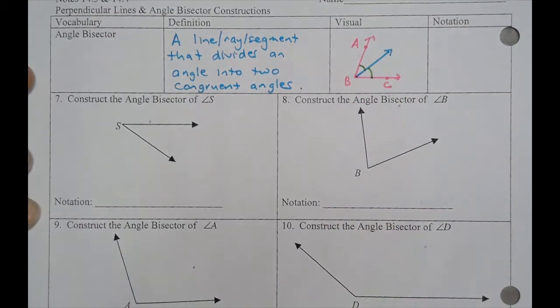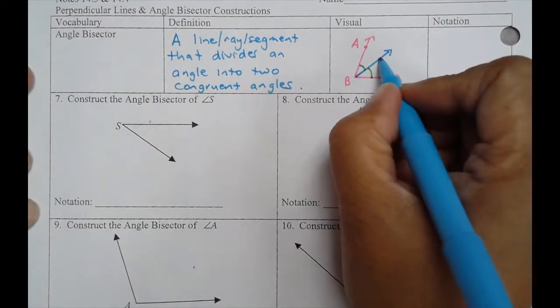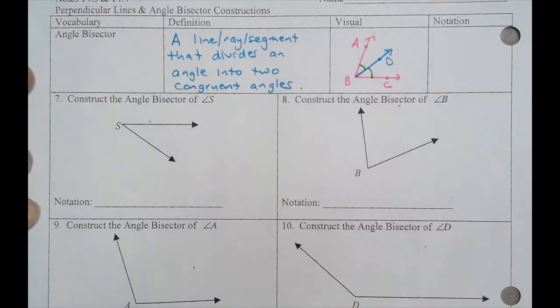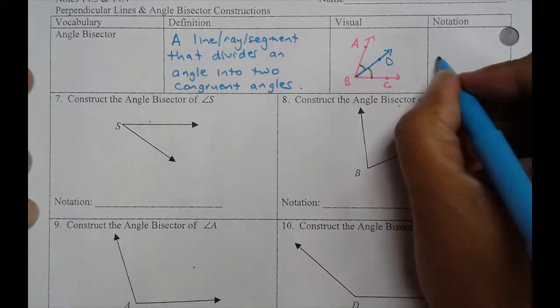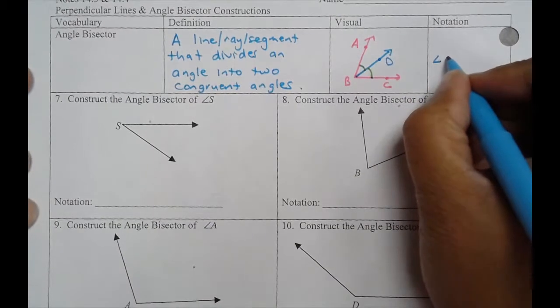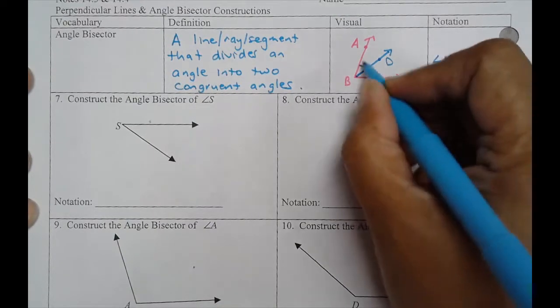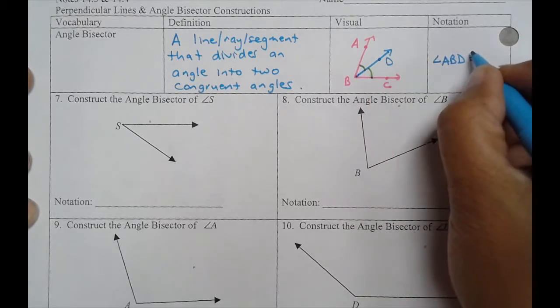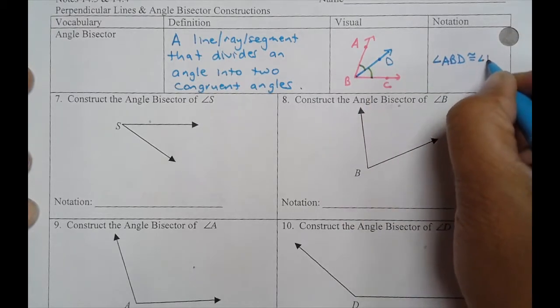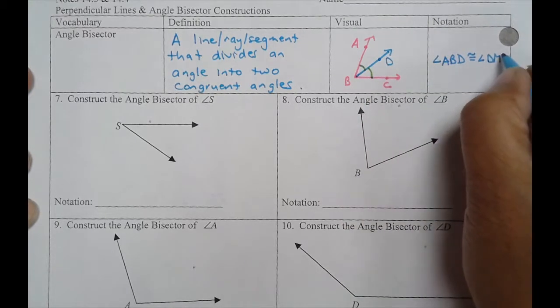Okay. Let's go ahead and put a letter inside here. Let's make that angle D. So what's the notation that we can say? Angle ABD, that's this angle up here, is congruent to angle DBC.